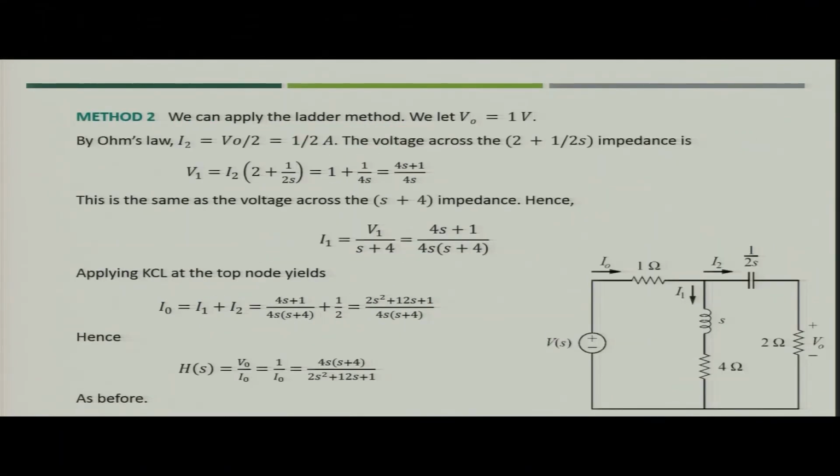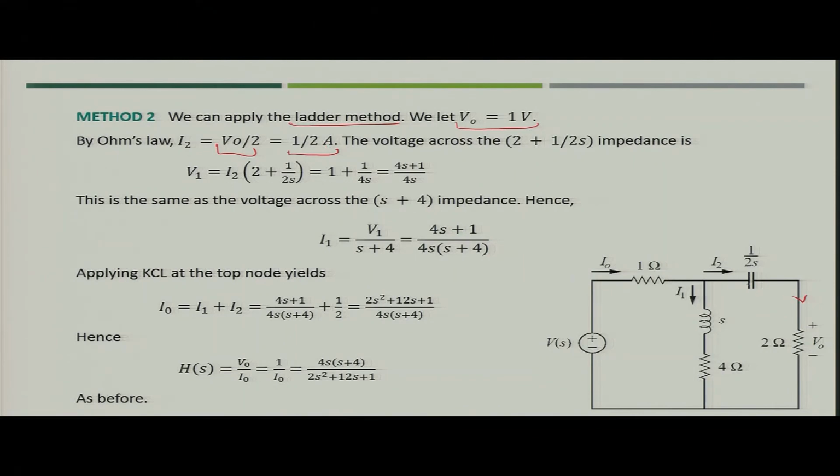Now, next, let us try to apply the ladder method, and we will try to find out the value of the transfer function. In case of the ladder method, what do we assume? We assume the output voltage as known. So, what will we do here? We will say that the output voltage is V naught equal to 1 volt. So, when V naught is 1 volt, the current I2 which is flowing in this leg will become V naught by 2. So, it is 1 by 2 ampere.